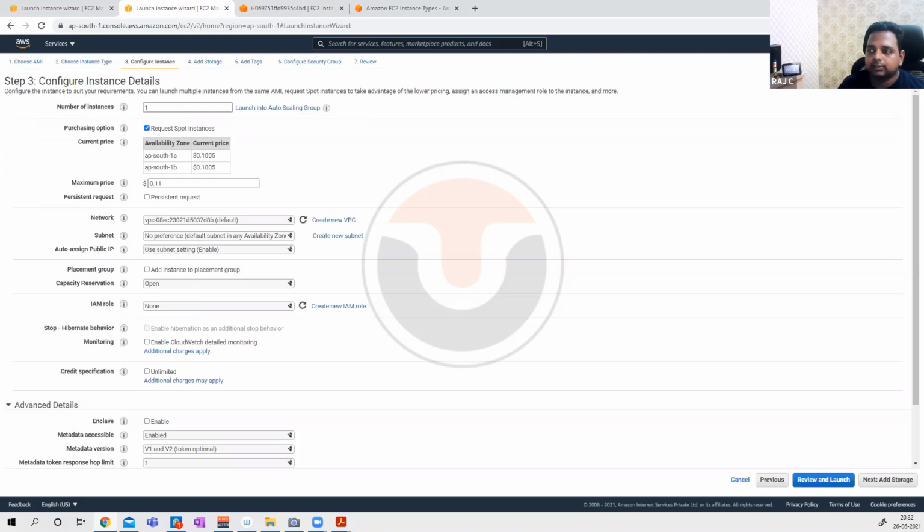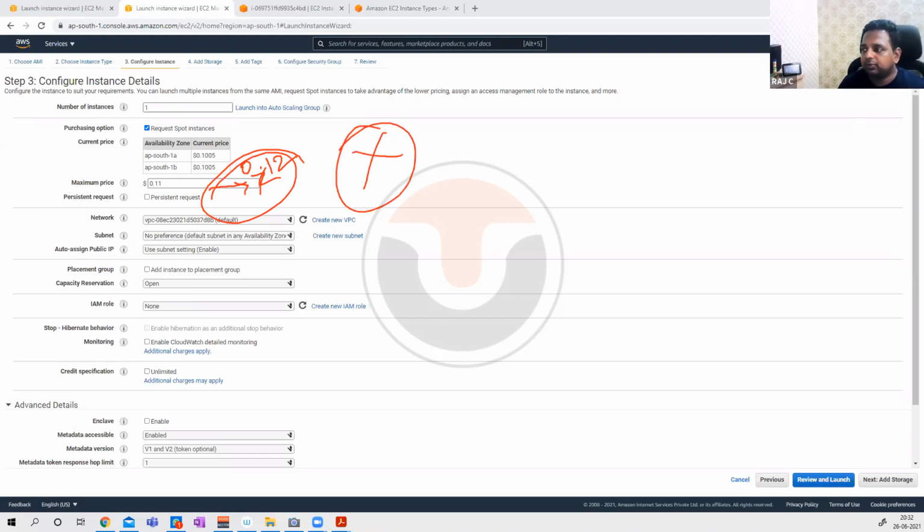The moment the current price on this availability zone goes above my maximum, for example if it is 0.12, then this is greater than the actual price. So what happens? This particular machine will be terminated and given to somebody else.